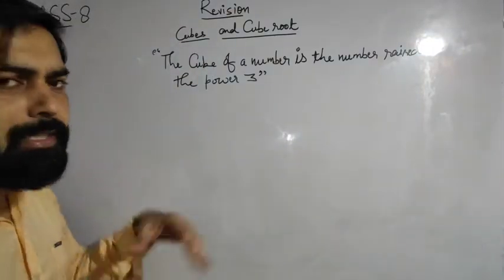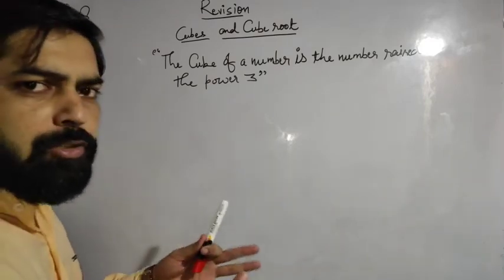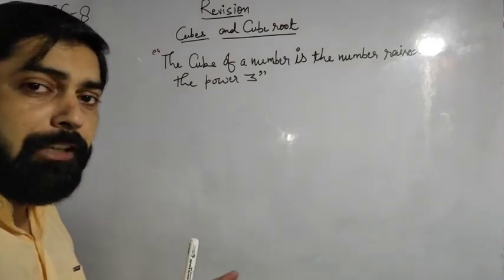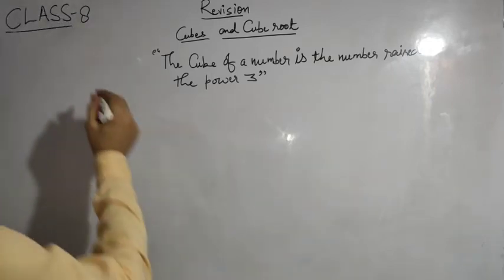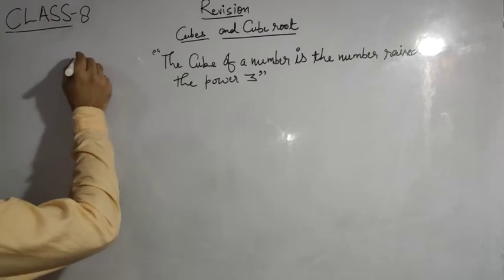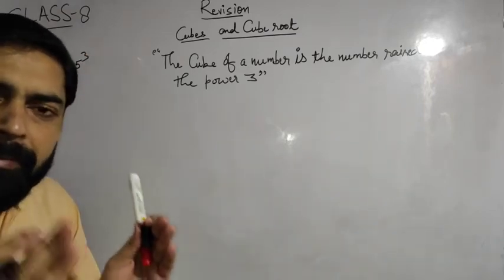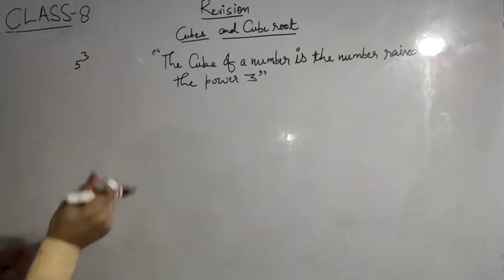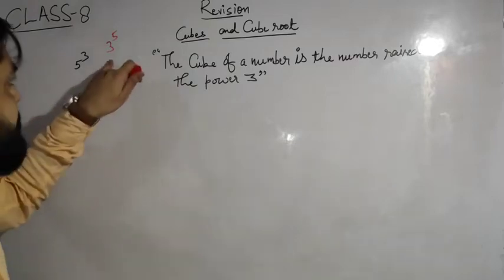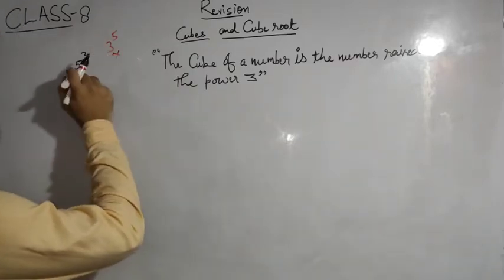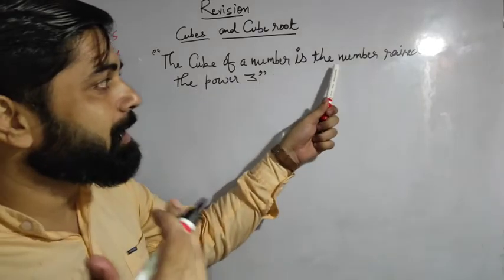So first, what is a cube? Cube means if a number has power 3, then the number has a cube. But if a number has power 4 or 5, then that is not a cube. Suppose 5 power 3 is written, then 5 has a cube, meaning 5 is a cube number. But if a number is written like 3 power 4 or 5, this is not a cube. This is the cube: the cube of a number is the number raised to the power 3.